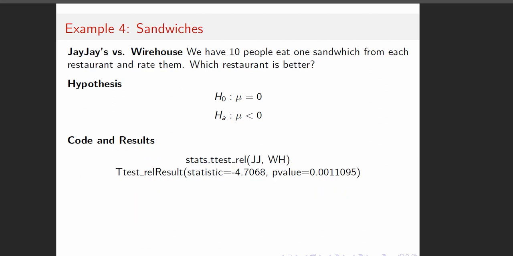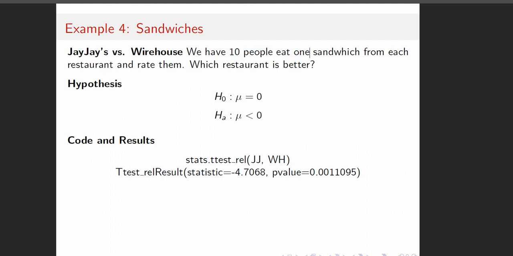And then the sandwich example. This is our last example, and we're going to have 10 people who are raters. They're going to rate the sandwiches. These 10 people eat a sandwich from each restaurant and rate them. Usually when we're doing this type of thing, half the group will get the JJ's sandwich first, and the other half will get the Wirehouse sandwich first. So we try to reduce some of the bias. Maybe the raters would score the first sandwich higher, or whatever. But to reduce that bias, we switch them so that half the group tastes one sandwich first, and the other half tastes the other first.